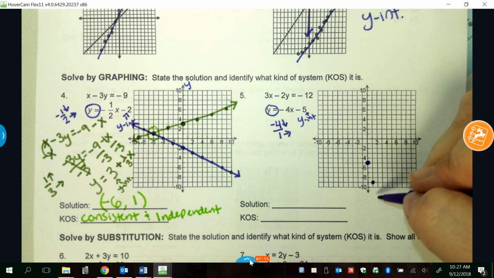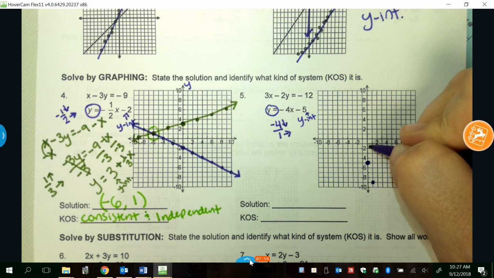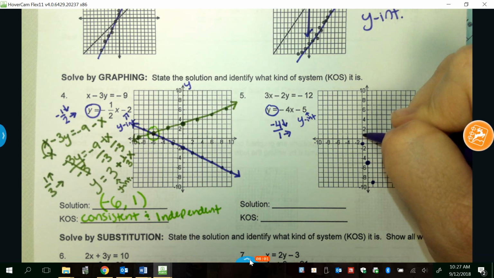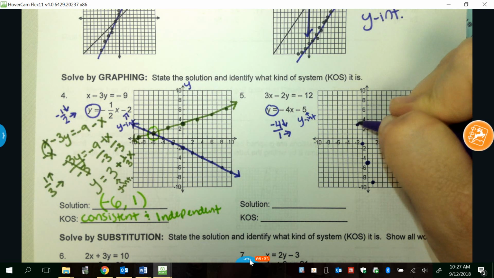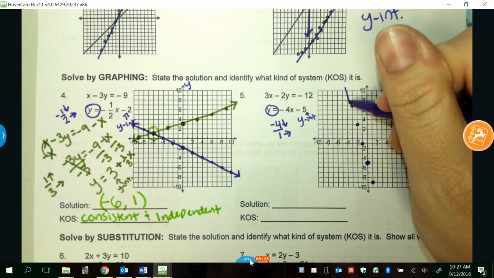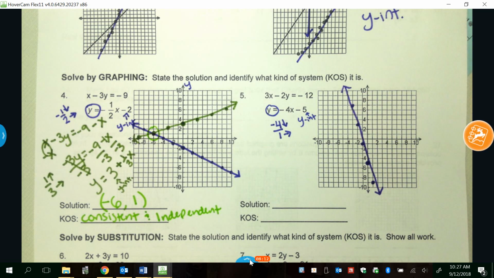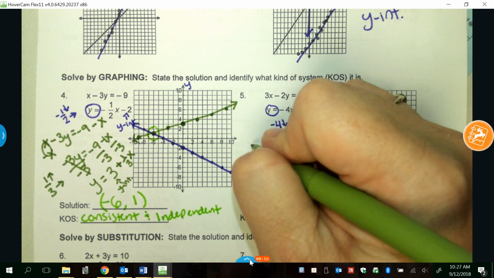Now, I don't really have any more space to keep going, so I'm going to do the opposite and go up 4, left 1. Up 1, 2, 3, 4, left 1. Okay, so there is my line that was ready to graph. So now I still have a line that's not ready to graph. Okay, so we have to get y by itself again.